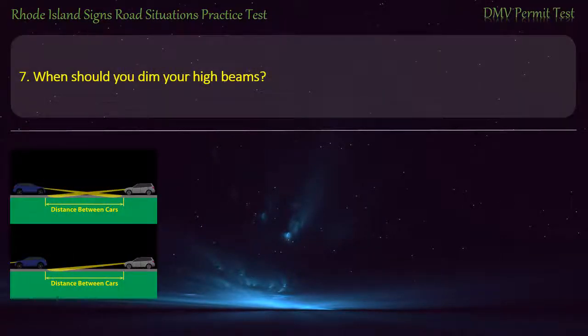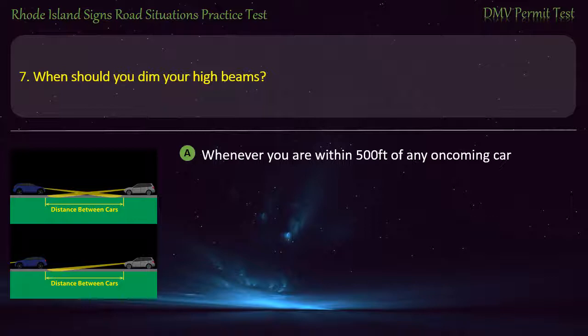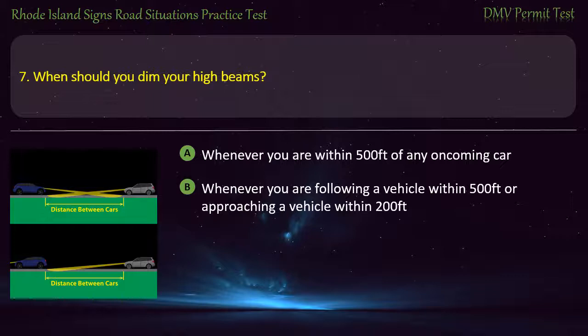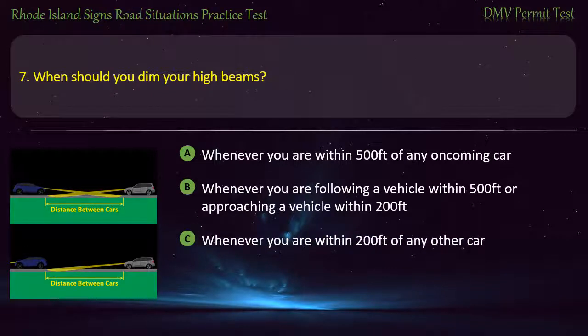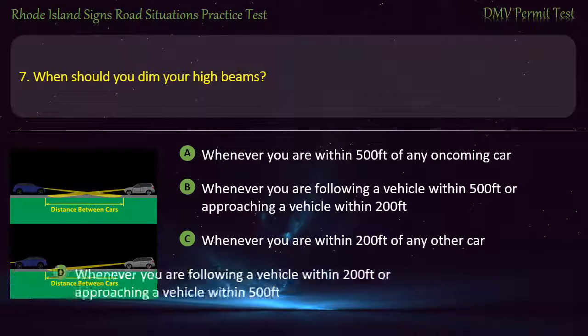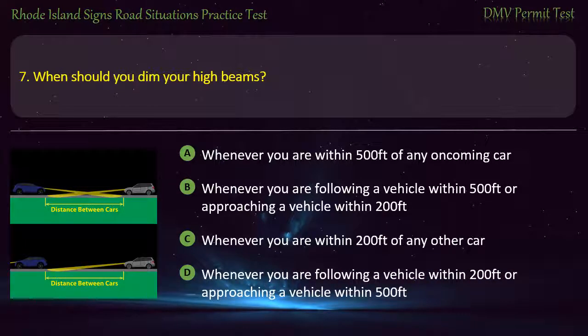Question 7. When should you dim your high beams? Whenever you are within 500 feet of any oncoming car. Whenever you are following a vehicle within 500 feet or approaching a vehicle within 200 feet. Whenever you are within 200 feet of any other car. Whenever you are following a vehicle within 200 feet or approaching a vehicle within 500 feet. Answer. Whenever you are following a vehicle within 200 feet or approaching a vehicle within 500 feet.